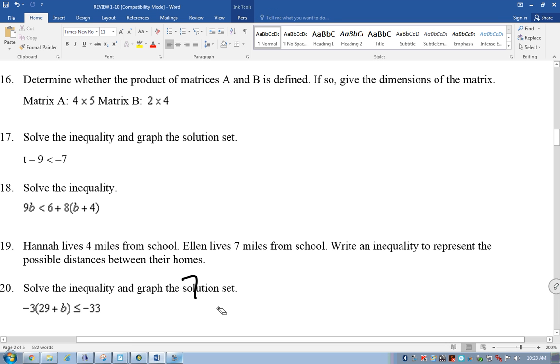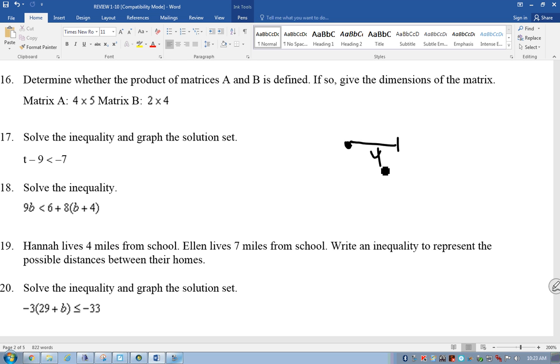There's a 7 that kind of keeps creeping around there. 19. Hannah lives 4 miles from the school. Ellen lives 7 miles from the school. We want to write an inequality to represent the possible distances between their homes. So this is a range. If this is the school, Hannah can live 4 miles from the school. We want to look at the closest they can live together and the furthest that they can live apart.